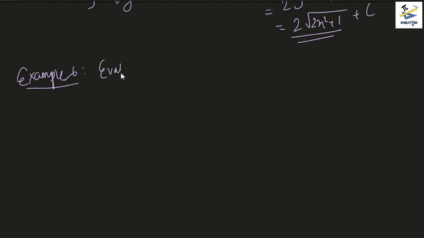Evaluate the integral of sine of root x by root x dx. Now again in this one, as you can see, the only portion that is not going with the integral is the root x inside the sine, right? And we are kind of sure that whatever else is present in the integral should be the derivative of that, right? So let's see.